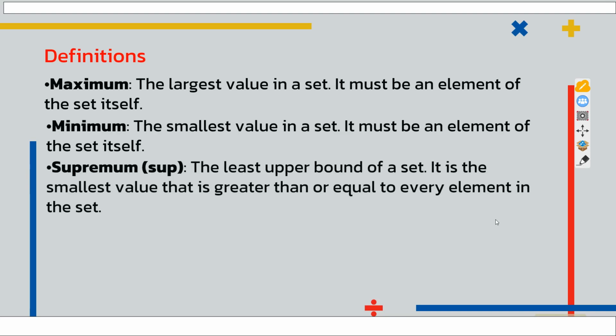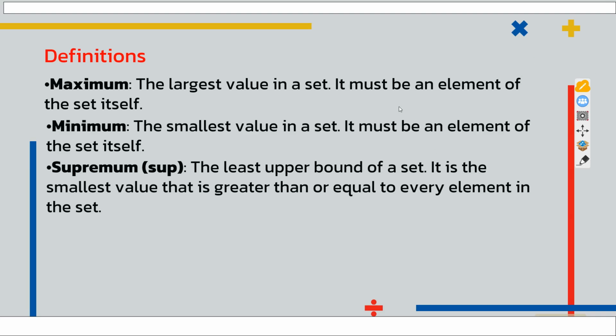the supremum, or what we shall be calling the sup of a set. The supremum of a set is the least upper bound of a set, meaning the set should be bounded. So if a set is bounded above, then the set will have an upper bound. And if it has an upper bound, then it should have the least upper bound. Out of the upper bounds, what is the least value? And that is what we call the supremum. So in other words, it is the smallest value that is greater than or equal to every element in the set. Here, there is no condition. It may or may not be an element of that given set.